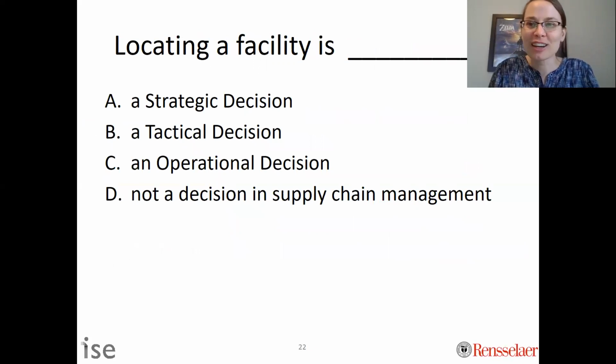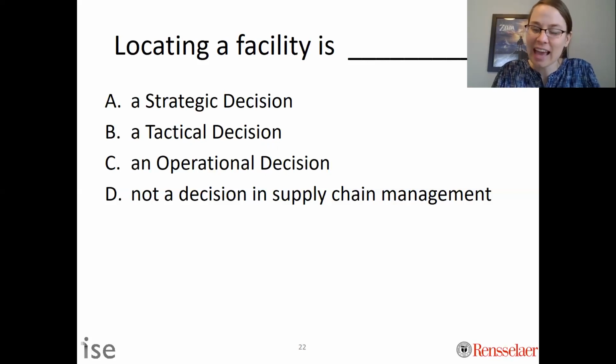So here's my first conceptual question for you. We talked about facility location, and a facility could be a warehouse, it could be a retail center, it could be a manufacturing facility. What do you think? Is locating a facility A, a strategic decision, B, a tactical decision, C, an operational decision, or not a decision in supply chain management?